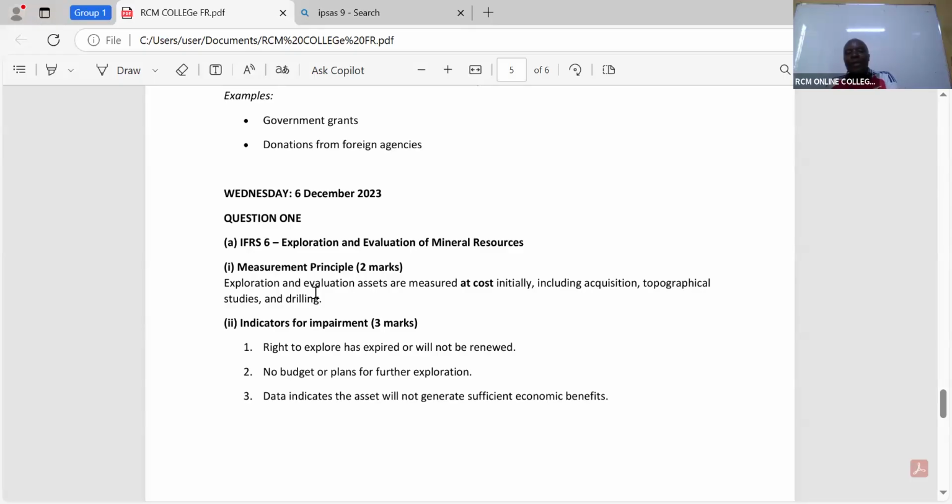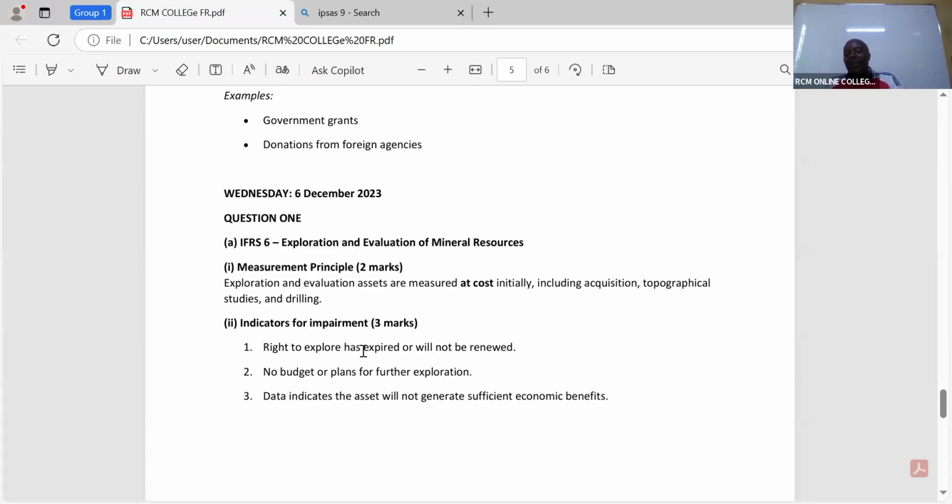All right. So you can see they have given us various indicators there. The right to explore has expired. Or somebody comes and tells you to finish. Once you finish, you'll not get any license. So automatically that means what? A stoppage of your cash flows in the near future. Then that means that you should be able to impair your asset. You start telling the stakeholders that, hey, there is a danger ahead.